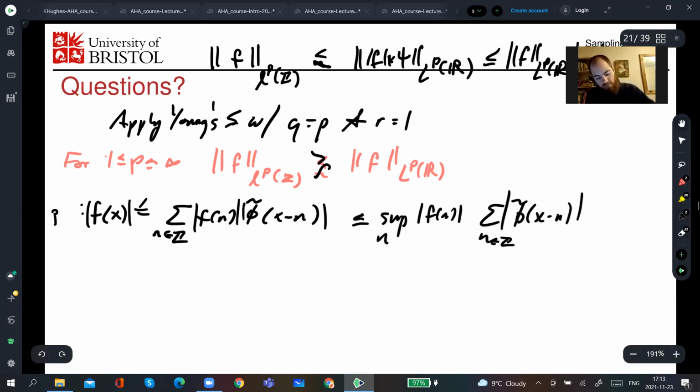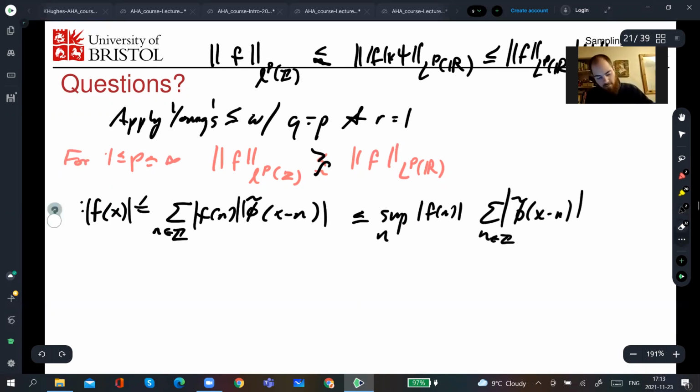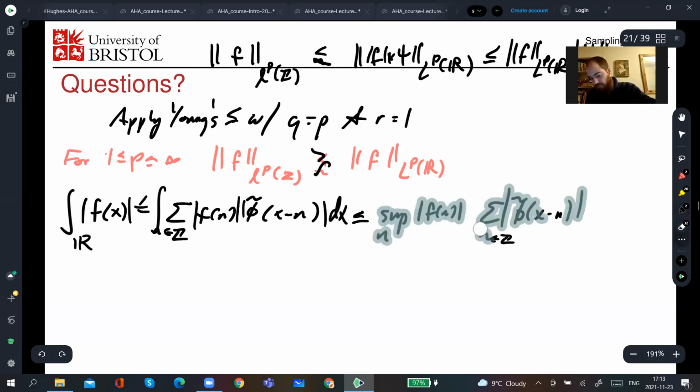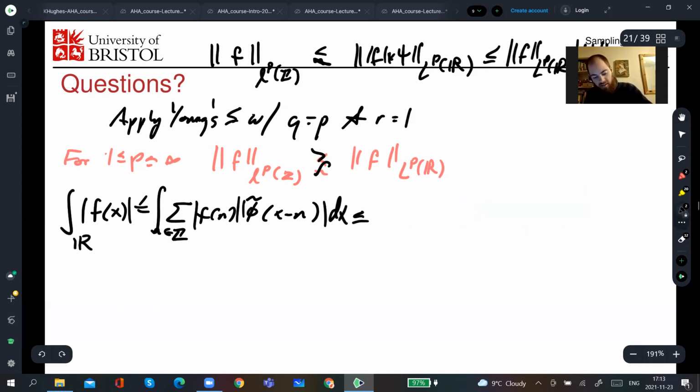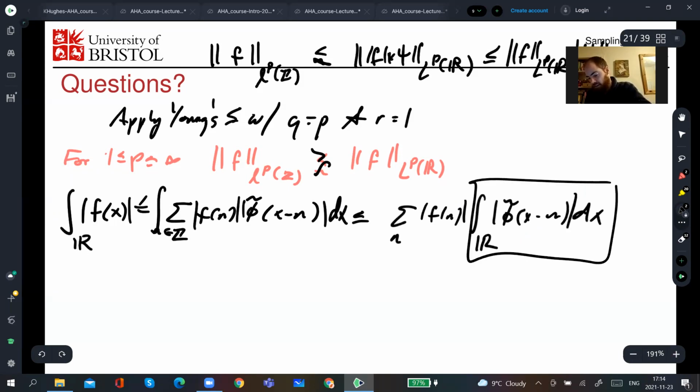Now let's do p equals 1. Which means I want to integrate this, I'm sorry, integrate over x with respect to x. And now I just have the reverse: I estimate it differently than I did before. This is going to be a sum over n in Z of |f of n| times the integral of |phi tilde of x minus n| dx. This is again some finite constant. It doesn't depend on n. And what we're left with is the L1 norm of f on Z, the little L1 norm.